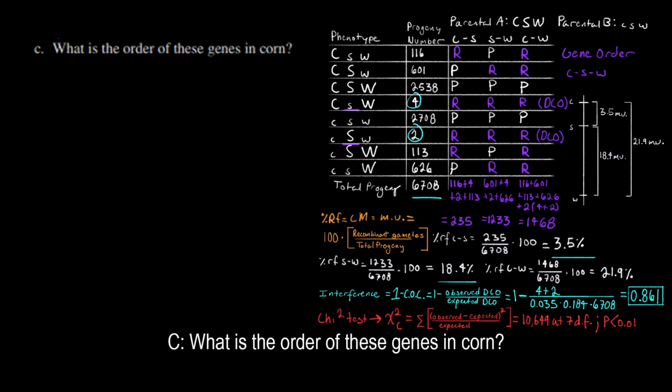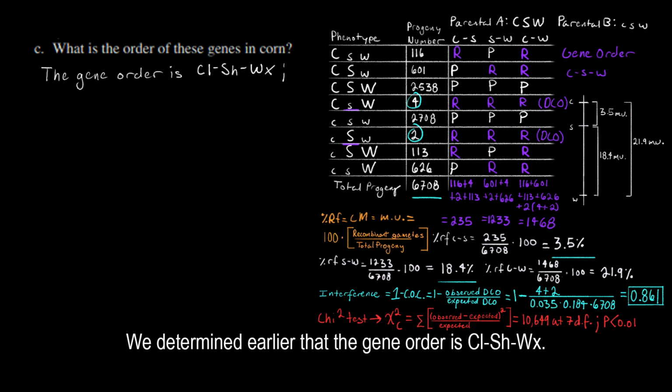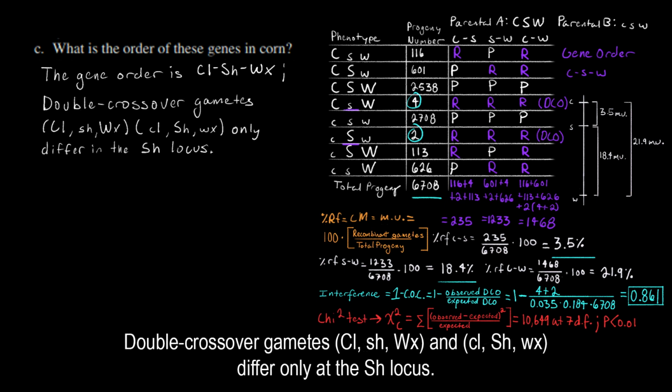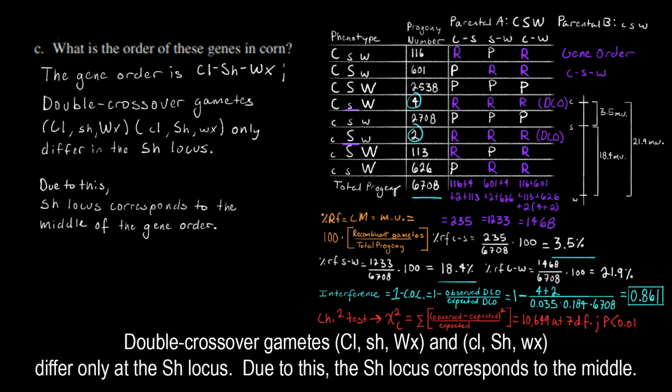C. What is the order of these genes in corn? Recall that we determined earlier that the gene order is CLSHWX. This is because double crossover gametes, capital C, lowercase s, uppercase W, and lowercase c, uppercase S, lowercase w, differ only at the S locus. Due to this, the S locus corresponds to the middle, or in this case, the SH locus.